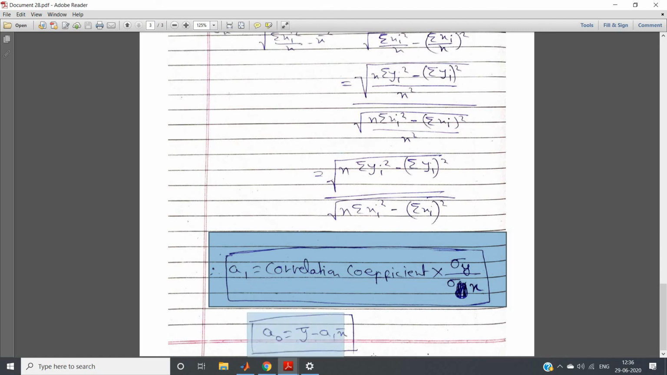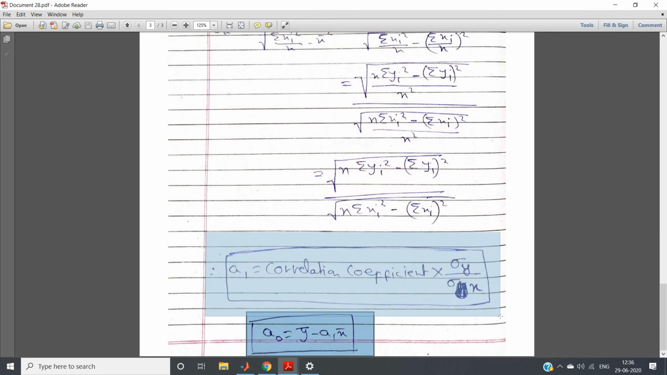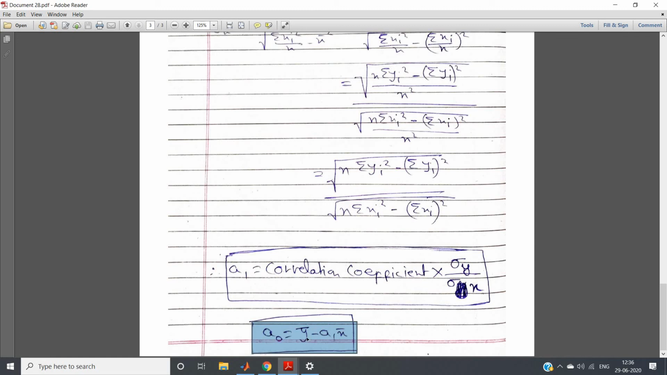And what is a0? Once you calculate a1, I have already shown you the coding for correlation coefficient and standard deviation. Now as you calculate a1, you can simply calculate a0 using this particular equation, that is mean of y minus a1 into mean of x. That's all. In my next video I will be showing coding using this one, right?